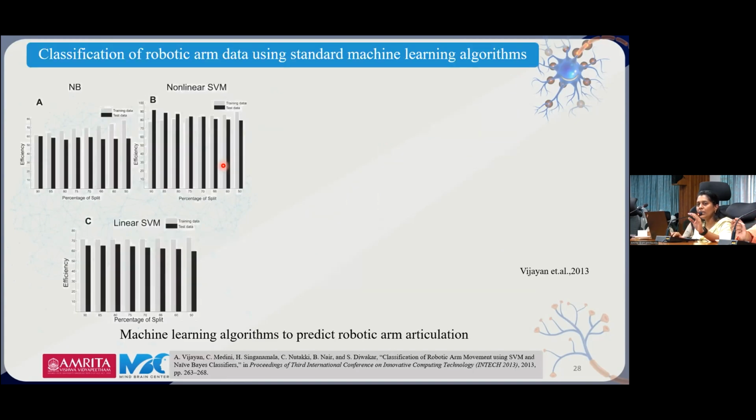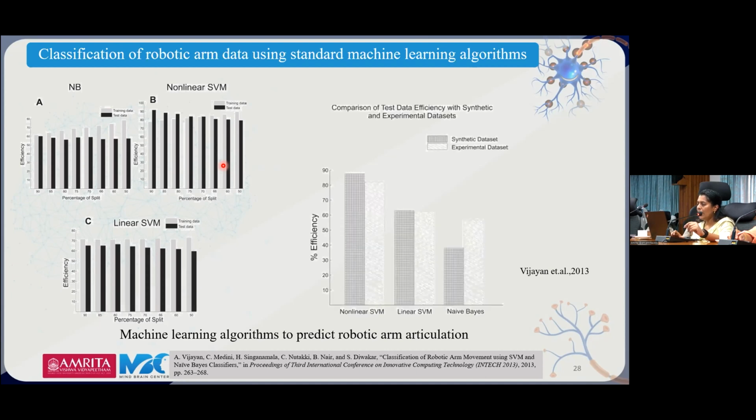Before we went into the algorithm as such, we tried the robotic arm data on classical machine learning algorithms like naive-Bayes, nonlinear SVM, linear SVM, etc. And we could see that the arm data was of a satisfactory level based on the different efficiencies.